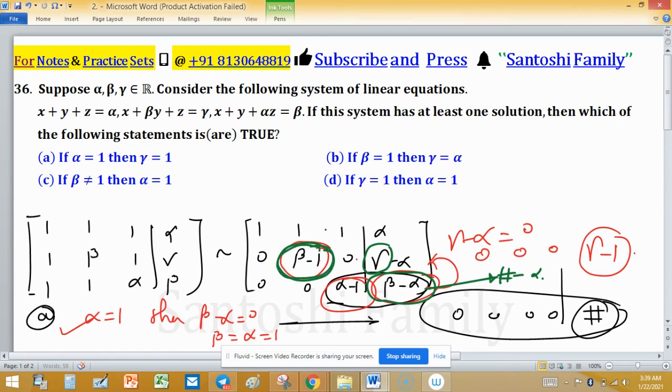So only options A and B are true, and options C and D are true only in the case that if beta is equal to 1, then alpha takes any value, or if gamma is equal to 1, as in option D, then it is not necessary that alpha should be 1. So C and D are false here. The correct options are only A and B.